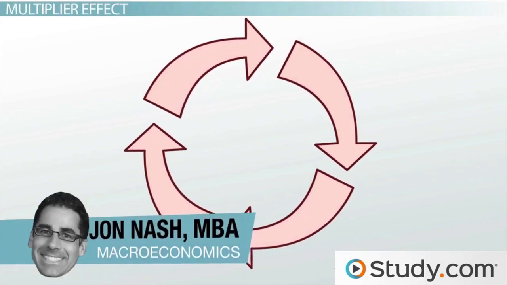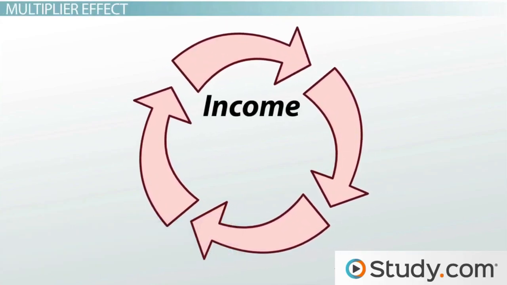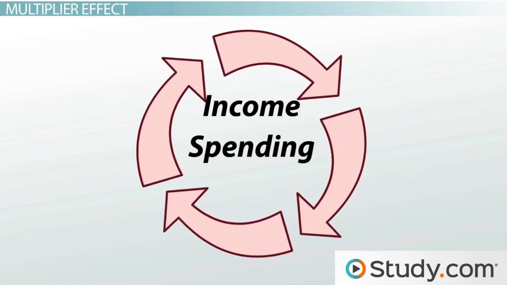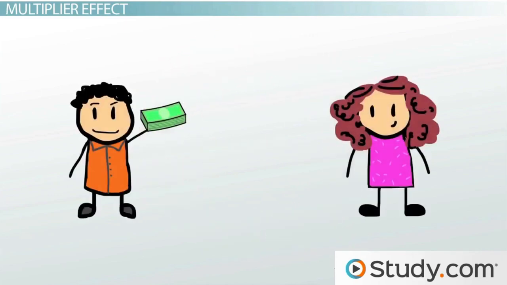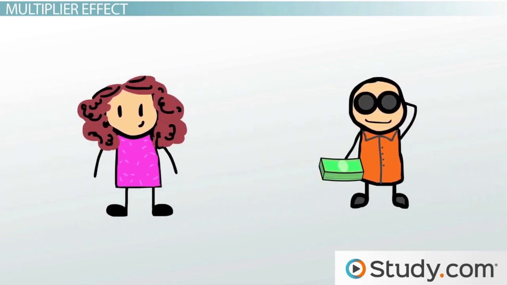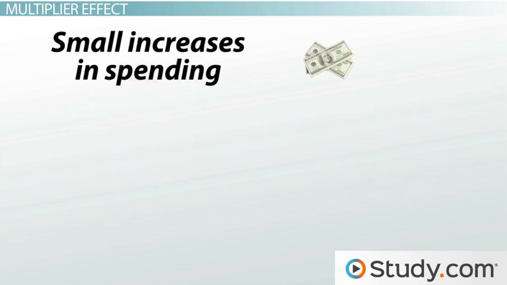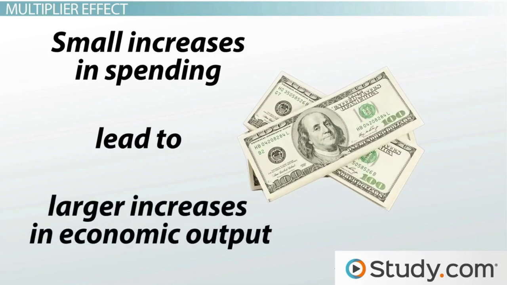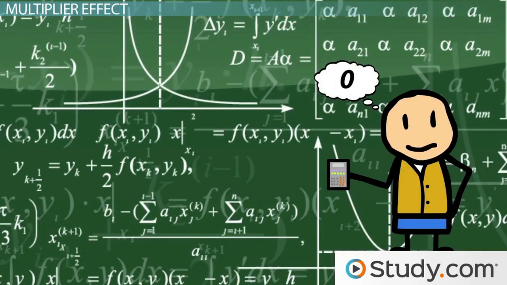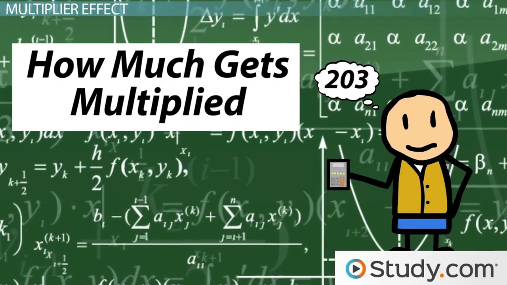In the economy, there's a circular flow of income and spending. Everything is connected. Money that is earned flows from one person to another, and most of it gets spent again, not just once, but many times. What this means is that small increases in spending from consumers or investment or the government lead to much larger increases in economic output. Economists use formulas to measure how much spending gets multiplied.